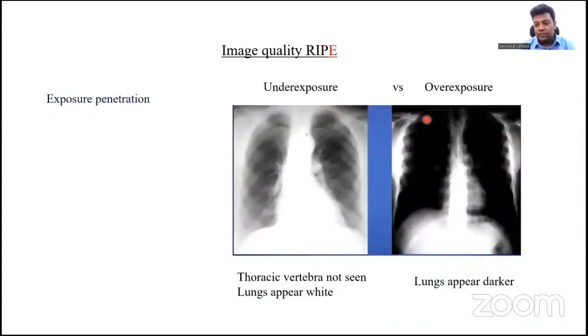Now, whether the X-ray film is underexposed, like this one, or overexposed, this one, can be discussed by looking at the lung fields and the thoracic vertebrae. You can see the lungs are more dark here, while the lungs appear lighter here. You can see the thoracic vertebrae here, but the thoracic vertebrae are not clearly seen here. So this is an overexposed film, while this is an underexposed film.